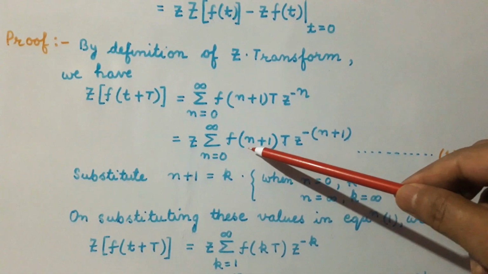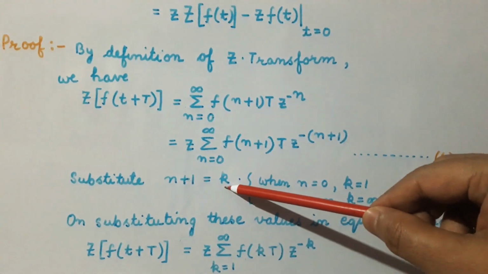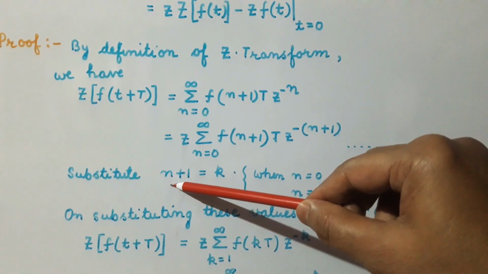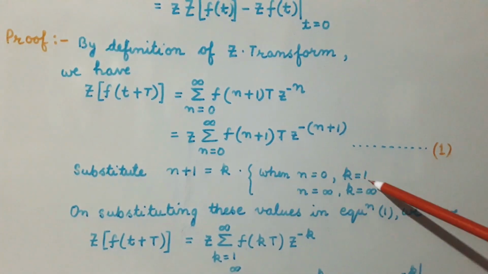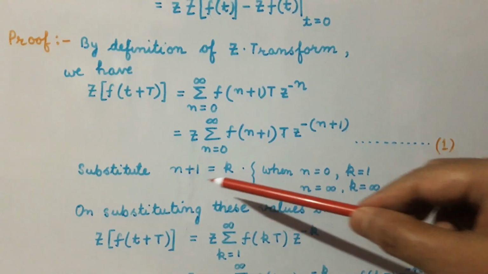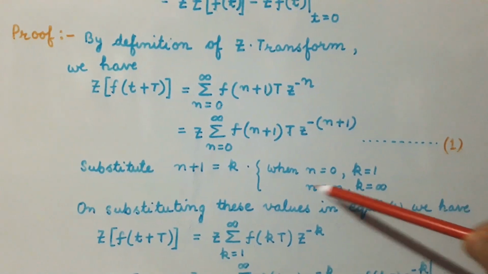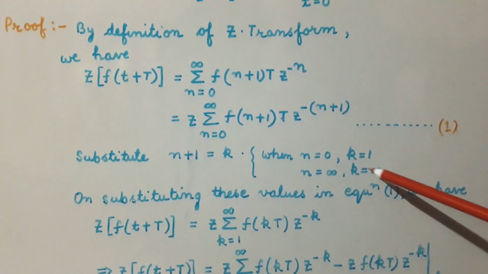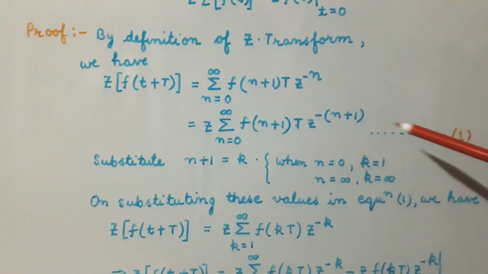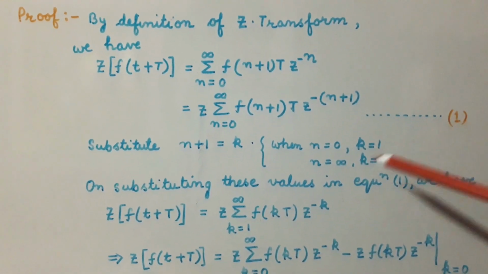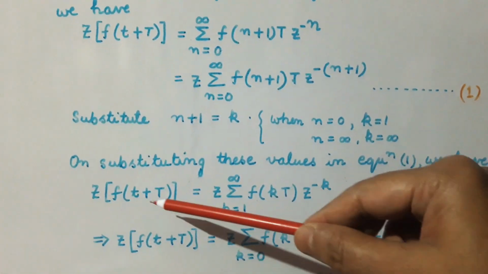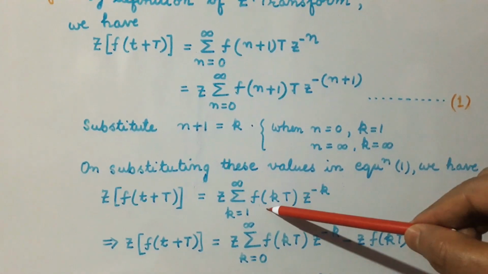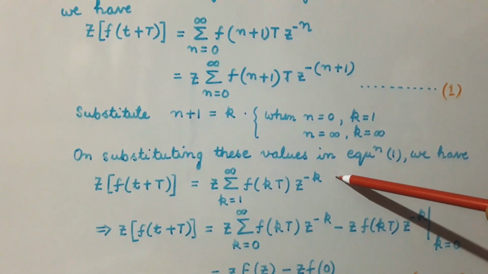Now let us substitute the value of n plus 1 equal to k. So if we substitute the value of n equal to 0 in this expression, the value of k will come out to be 1, and if we substitute the value of n equal to infinity, the value of k will be equal to infinity. Now substituting these values in equation 1, we get the z transform of f(t+T) is equal to z times the summation k equal to 1 to infinity of f(kT) into z to the power minus k.